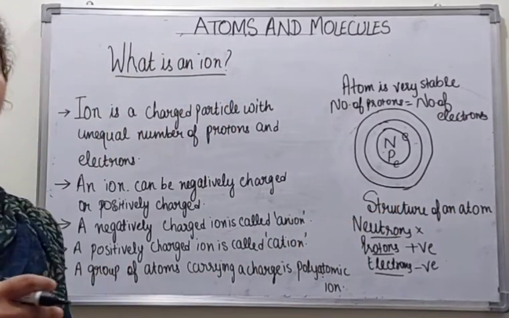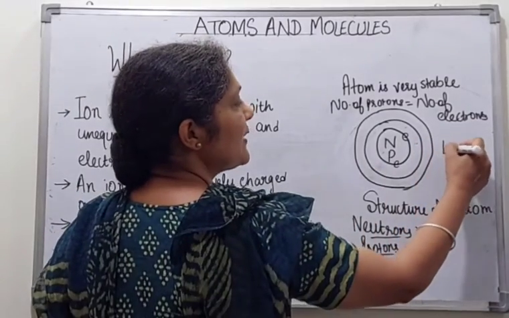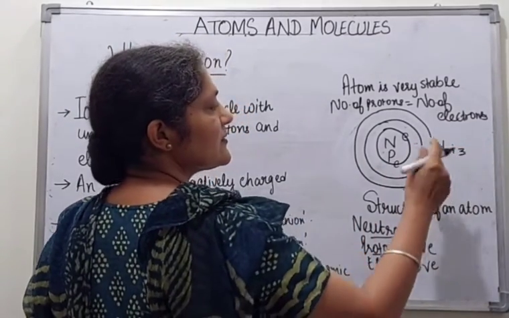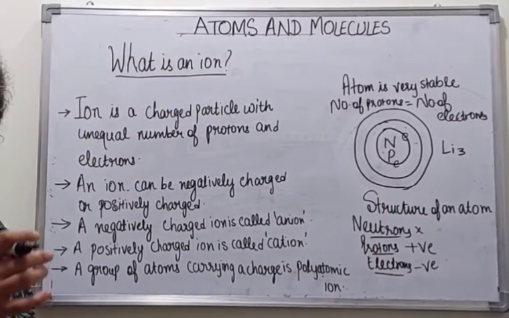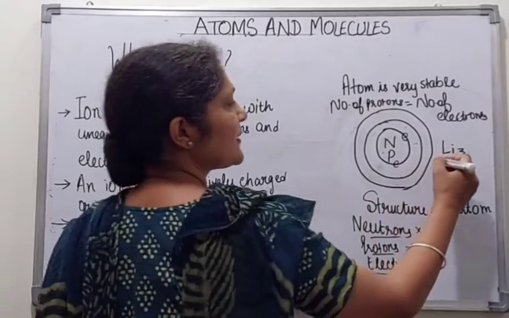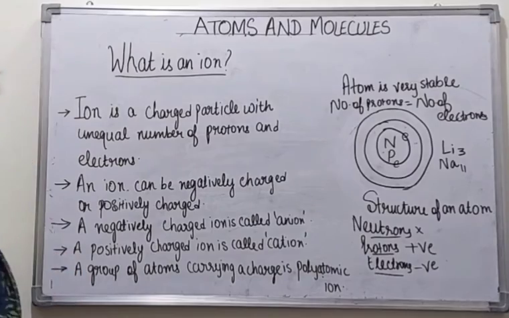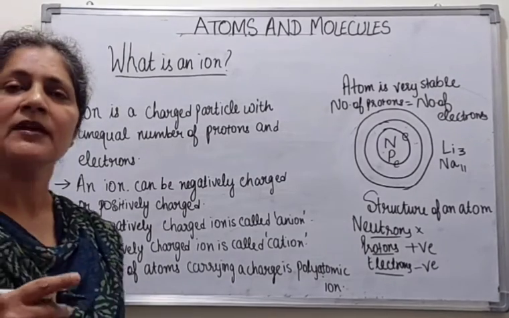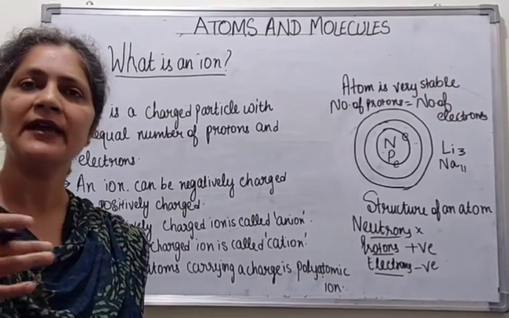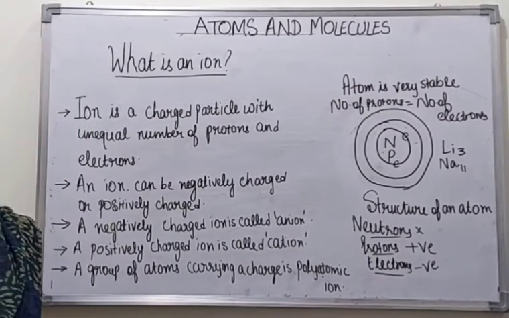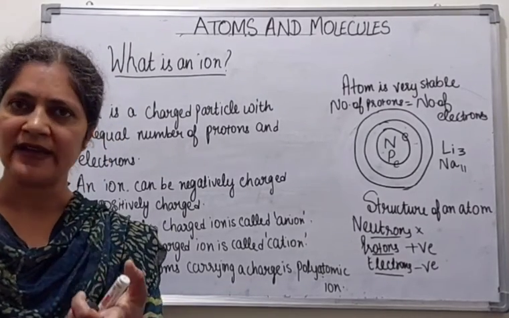Now students, we can take the example of lithium. The atomic number of lithium is 3. So in lithium there will be 3 protons and 3 electrons. We can also take the example of sodium. Sodium's atomic number is 11. It means in sodium there are 11 protons and 11 electrons. So in an atom, the number of protons is always equal to the number of electrons.